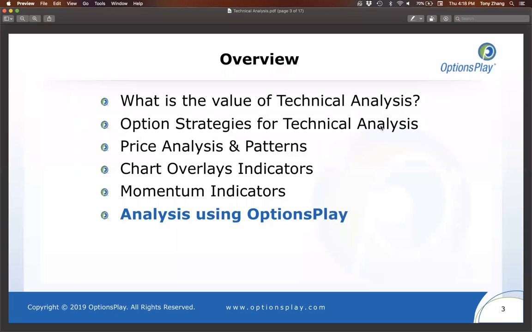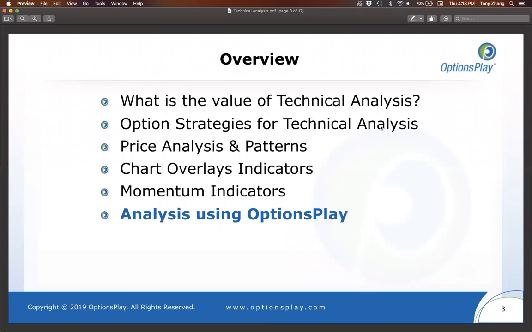So here are the things that I want to cover today, and I have a lot to cover. First, I want to talk about the value of technical analysis. I want to explain to everyone why I use technical analysis with my trading and why it's suitable specifically for options trading. Then I'll talk about which option strategies are suitable for technical analysis. I'm going to cover 3 different option strategies. They are the most popular strategies that you would use if you have a bullish or bearish view on an underlying stock, perhaps some neutral views as well.